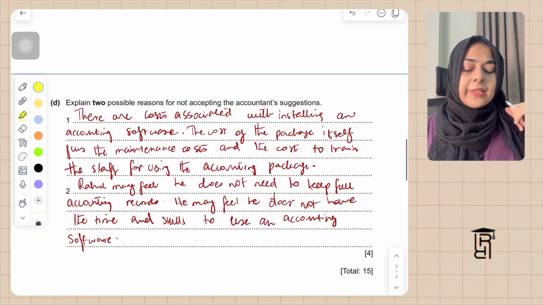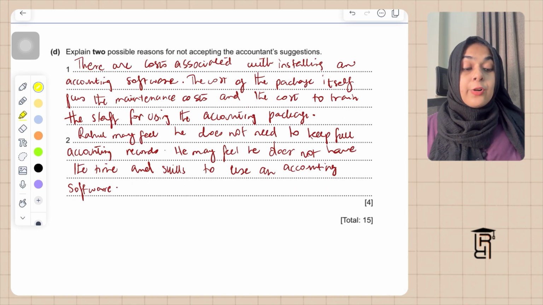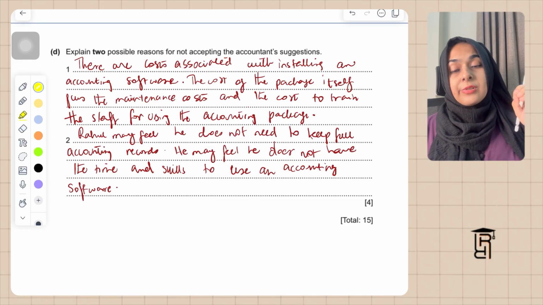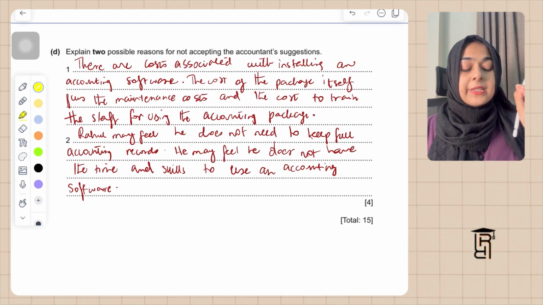However, in the last part, they are saying explain two possible reasons for not accepting the accountant's suggestion. Number one, there are costs associated with installing accounting software. You need to pay for the software itself, plus the maintenance cost of maintaining the package, and then also the cost to train the staff for using the accounting package. That is also going to be a cost for Rahul's business.